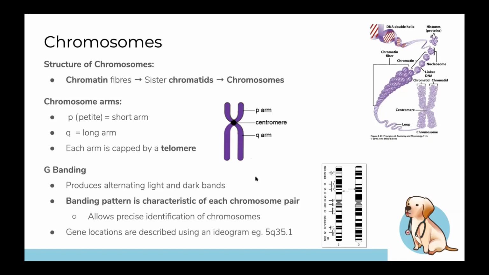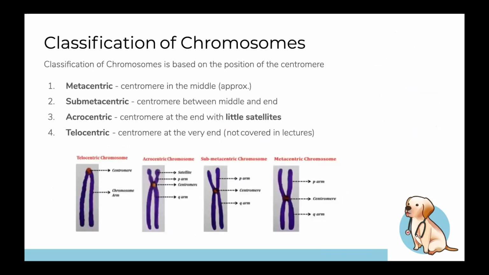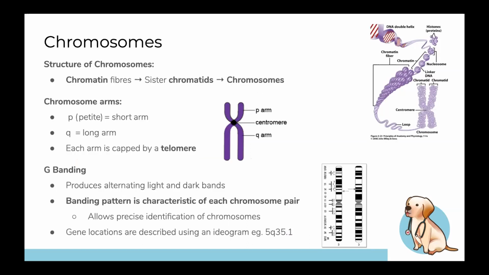And then G banding. G banding is a way for us to label what chromosomes they are. Every single G banding is going to give you a unique pattern, and from those patterns, we will be able to identify what chromosome it is. But you don't have to know too much about it. It's just something that they use to figure out what chromosome they are.